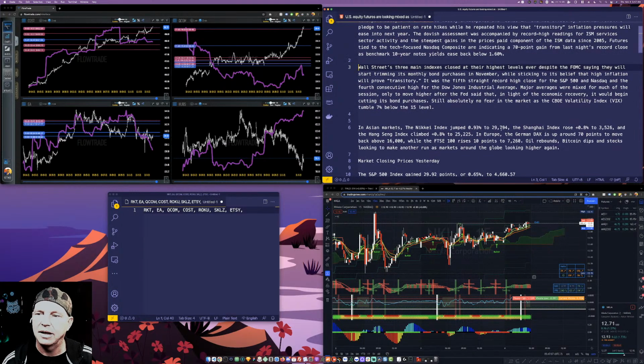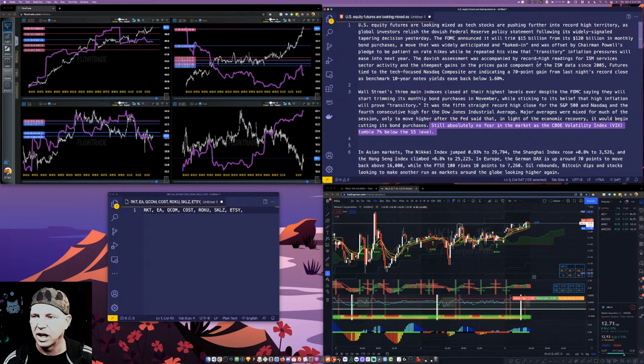Wall Street's three main indexes closed at the highest levels ever, despite the FOMC saying they're going to start trimming its monthly bond purchases in November. The major averages were mixed for much of the session, only moving higher after the Fed said that in light of the economic recovery, it would begin cutting its bond purchases. Still, absolutely no fear in the market as VIX tumbled 7% to the 15 level. Absolutely no fear. If you don't have fear trading stocks, you've got issues. This sucker will take your lunch money.